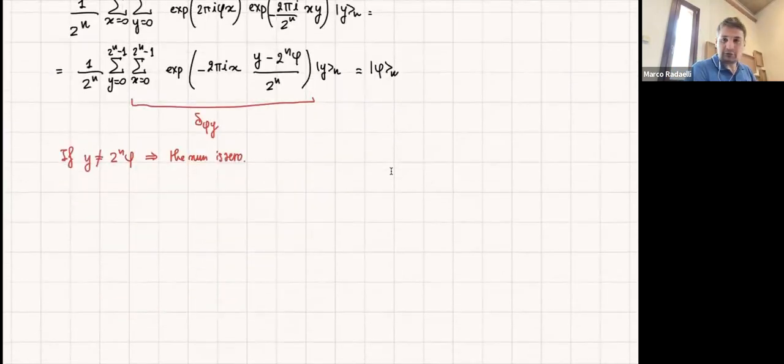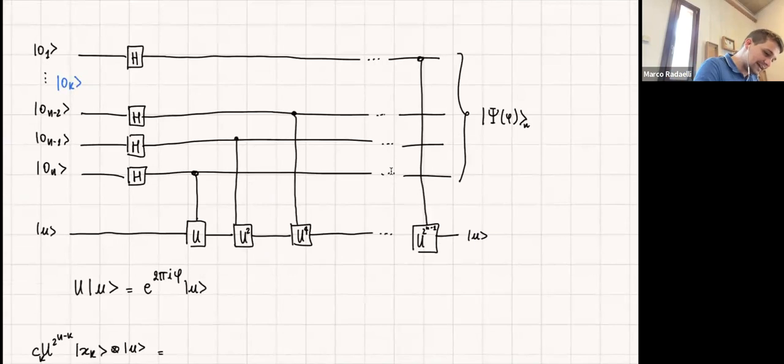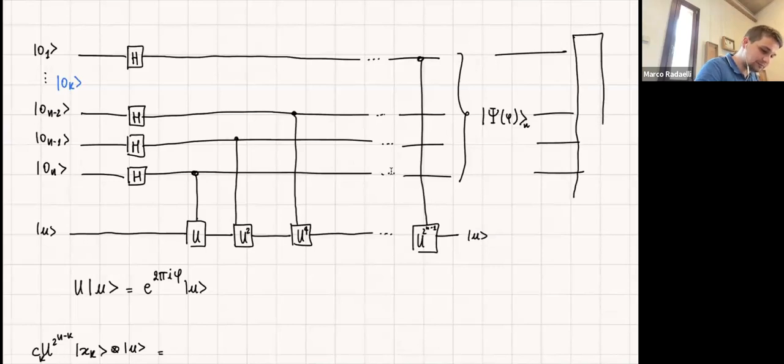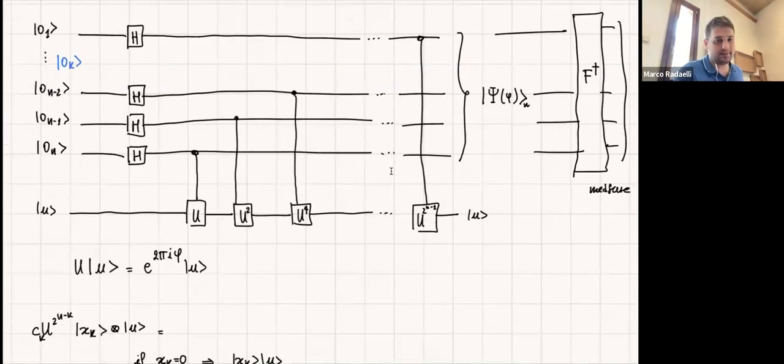Okay, so we know how to do this. At this point, what we have to do is apply, at the end of this, our anti-Fourier transform, which is labeled by a dagger, and then we just measure. And that's it. So we are actually able to estimate a parameter.